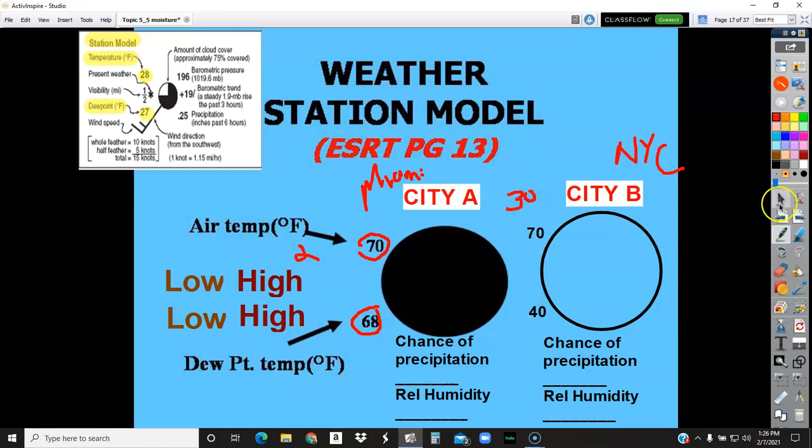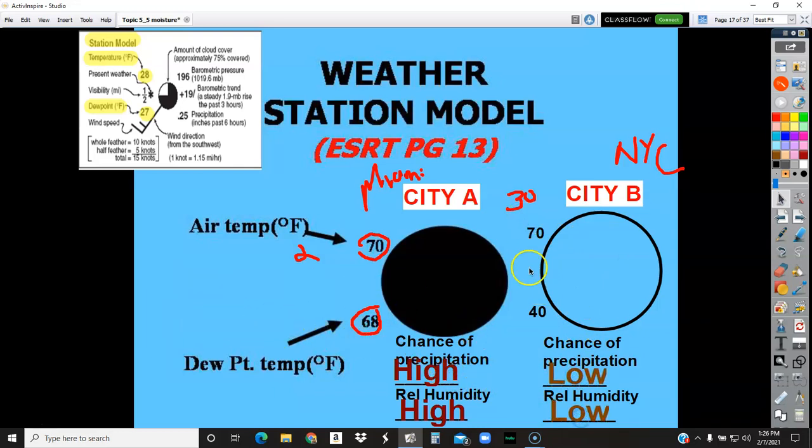So who has a higher chance of precip? Well, obviously Miami, because these numbers are very close. And who's got a higher humidity? Miami, because these numbers, again, are close. Over here in New York, low, right? Low chance of precip because the humidity is low. The difference, again, is very big between the dew point and the air temp. There's a 30-degree difference. Over here in Miami it's only 2 degrees. So because the air temp is so close to that saturation, that dew point, there's a good chance of rain.